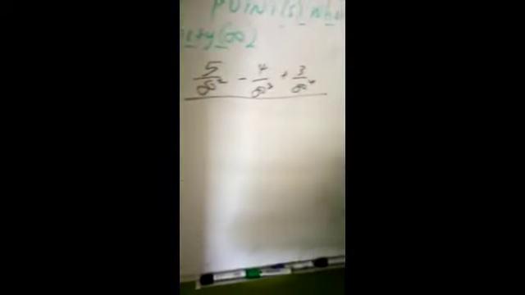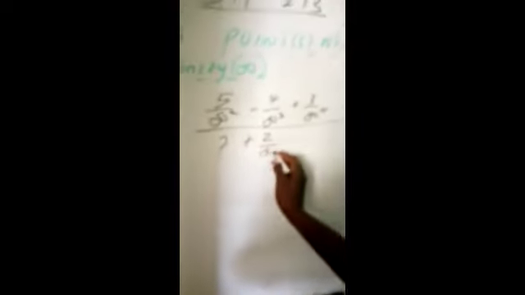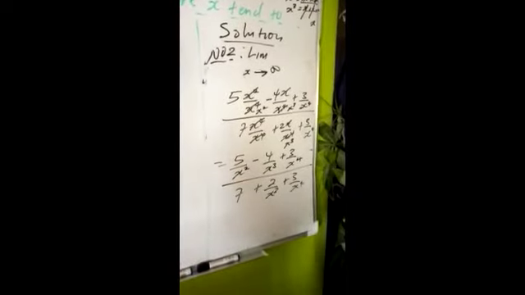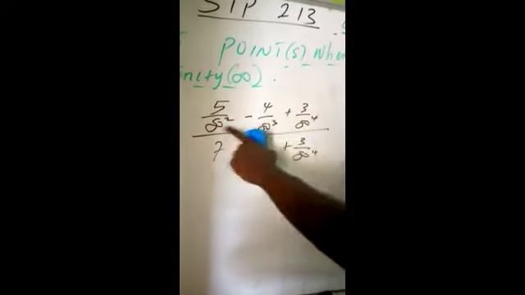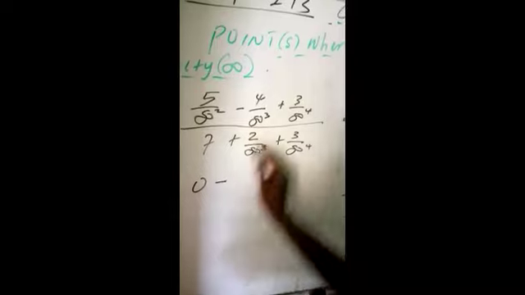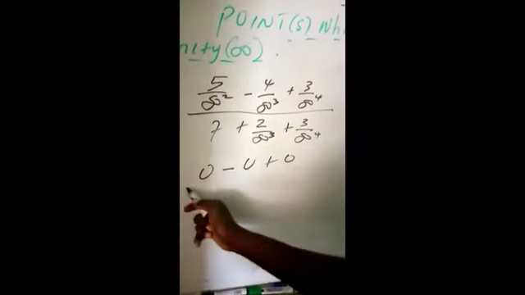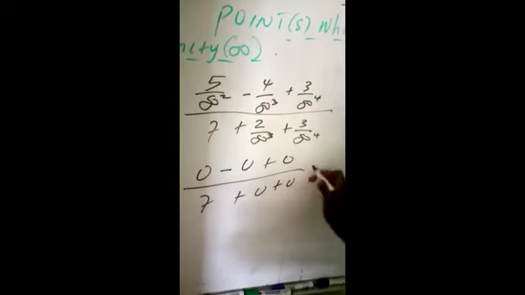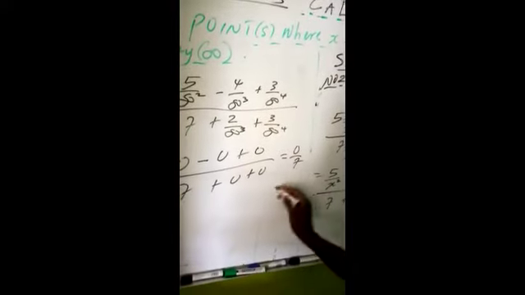divided by, nothing to do, 7. You bring out 7 plus 2 all over infinity cube plus 3 all over infinity raised to the power of 4. Then you have already arranged it now. Remember, these are 12 marks in the exam. Then from this point now, this divided by this is 0 minus, this is 0 plus 0, all divided by 7 plus 0 plus 0. You will still get our answer as 0, which is 0 divided by 7 is equal to 0.